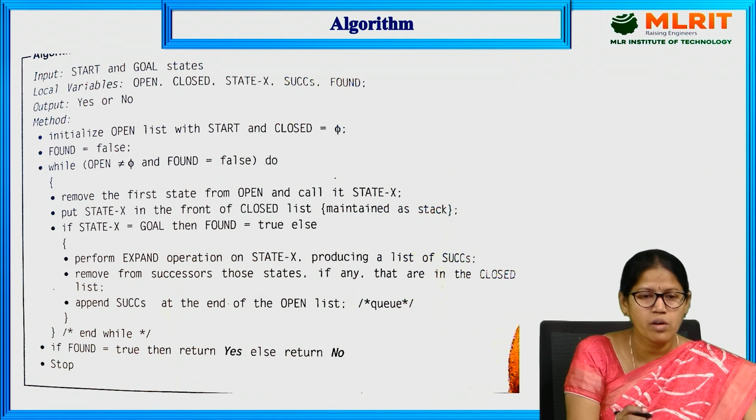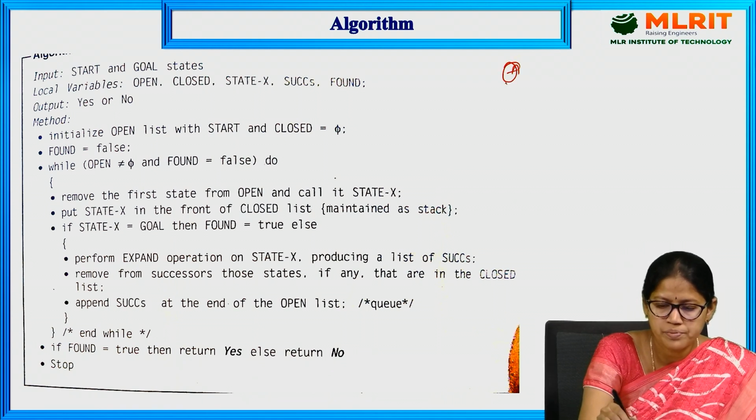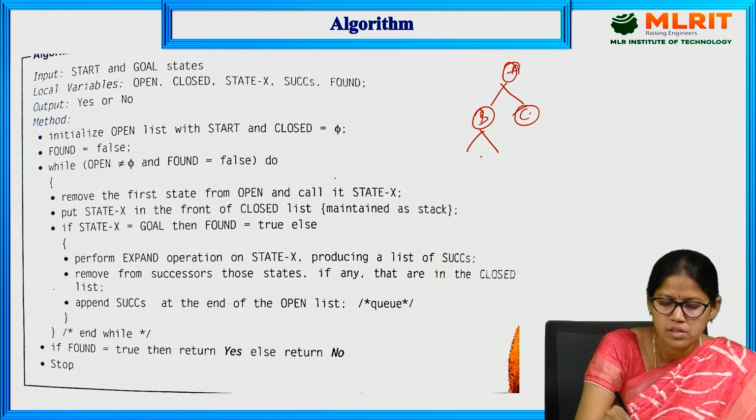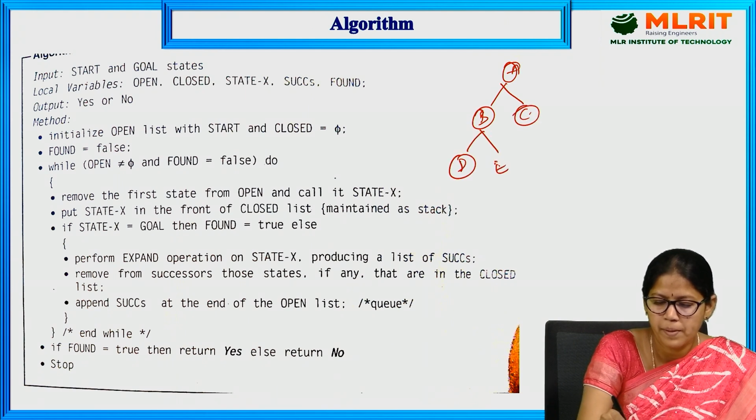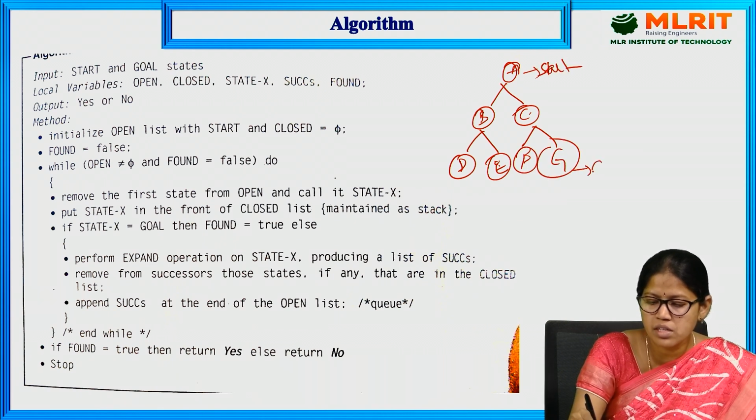Let's see the algorithm. We'll take one example. A is the start node and G is the goal node.